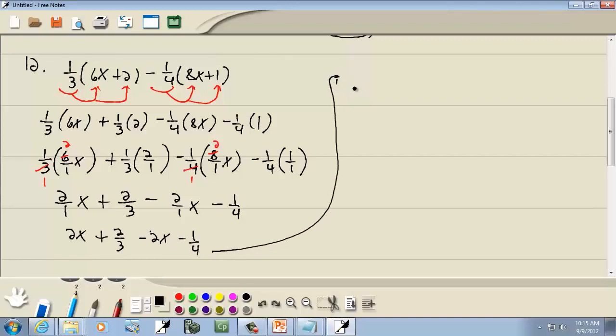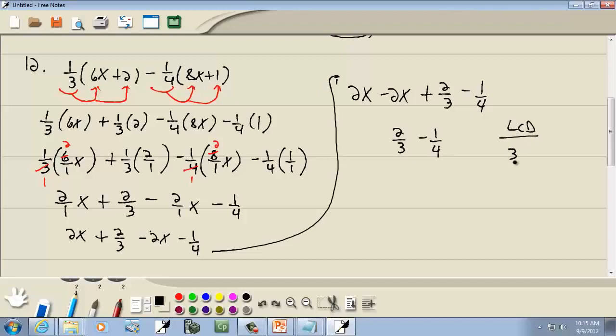Well, let's rearrange things so like terms are together. So we have 2x minus 2x plus 2/3 minus 1/4. Well, 2x minus 2x drops away. And we have 2/3 minus 1/4. Well, let's get a common denominator.